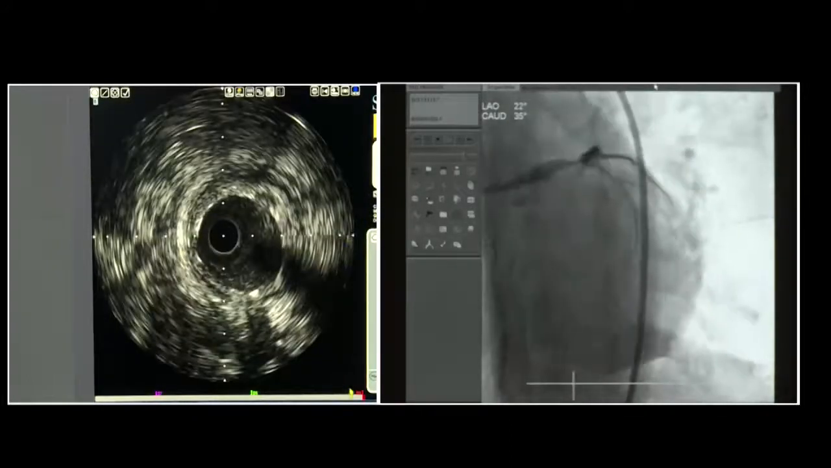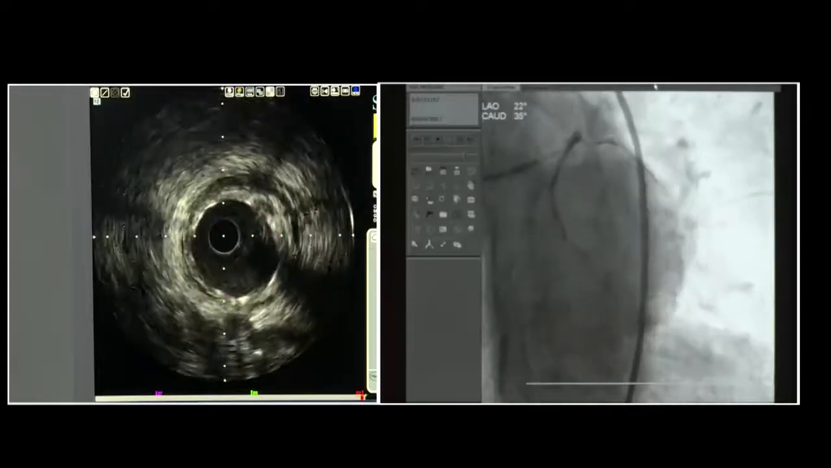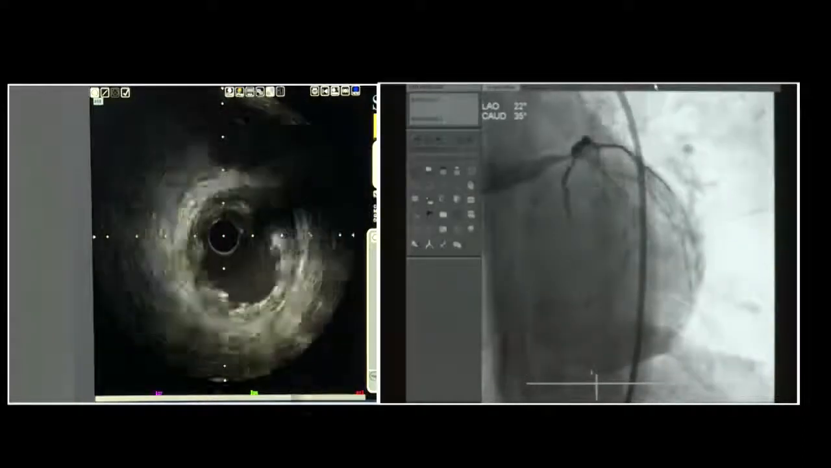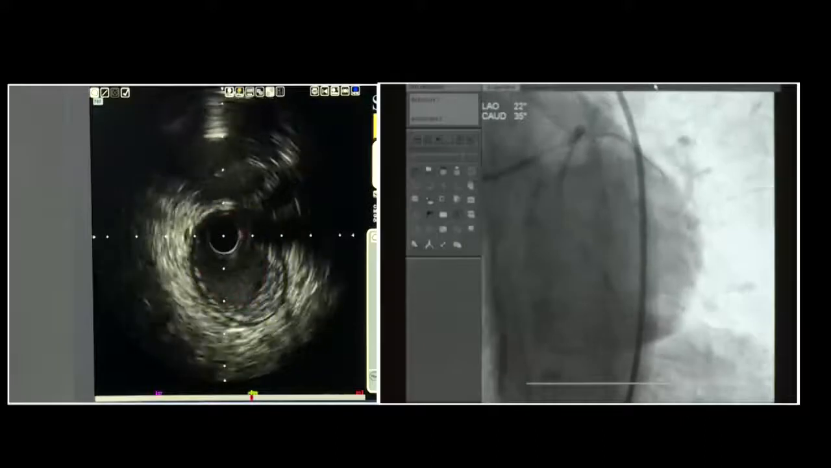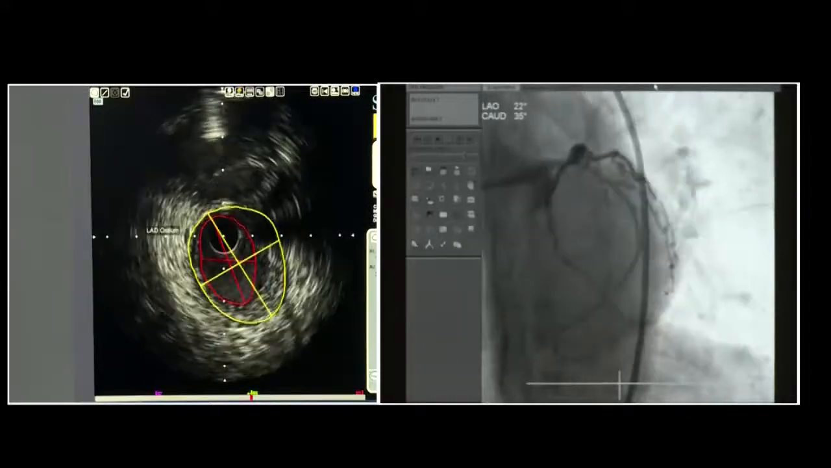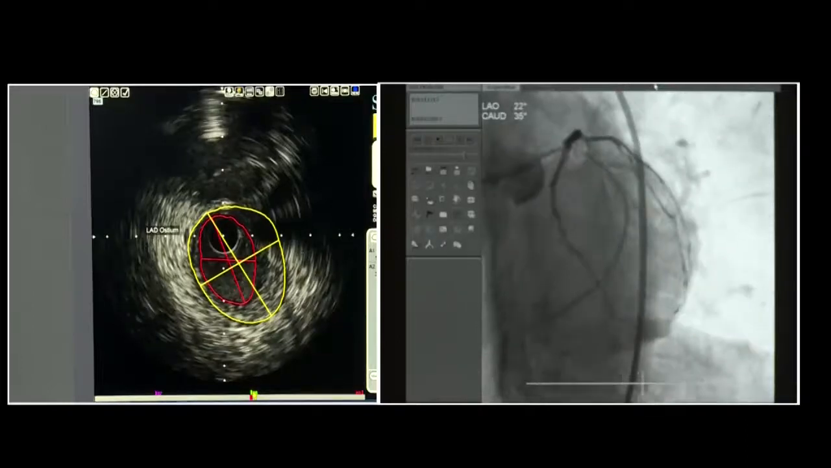I think if I had not done the IVUS, I would have put the provisional stenting technique, but with the IVUS result, I need to stent. So definitely the value of imaging is there.